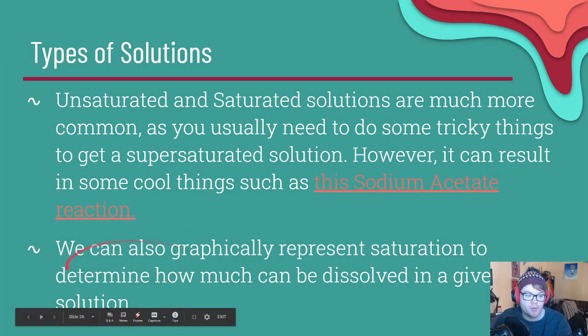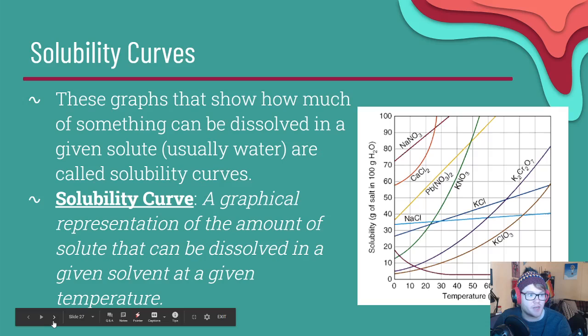But what we are going to care about mostly is graphically representing saturation and determining how much can be dissolved in a given solution. So this is what these graphs will look like. They are called solubility curves. So down here on the bottom, we have temperature, ranging from 0 to 100, which makes sense because we're dealing with water. And you may be thinking, well, why does that make sense?